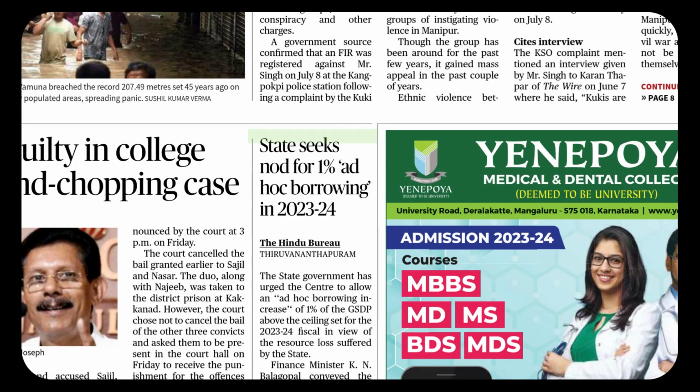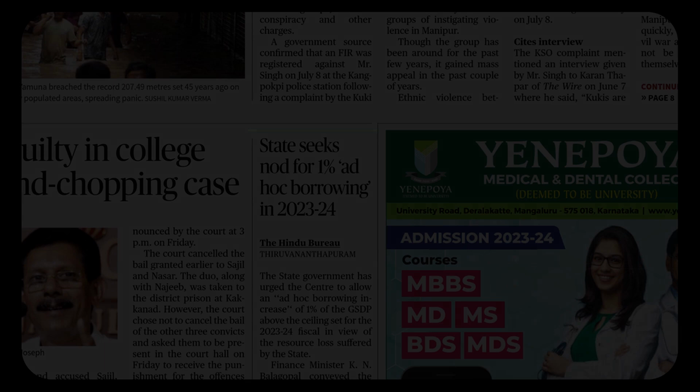When you chop something, what happens? Chop. You cut something into pieces. Chop. Hand chopping case. Now we go to the next news item. State seeks nod for 1 person ad hoc borrowing in 2023-24. State, we are talking about Kerala state. You seek, S-E-E-K. Seek is a beautiful verb. Seek, sought. You try to find something. It's a much sought after profession.